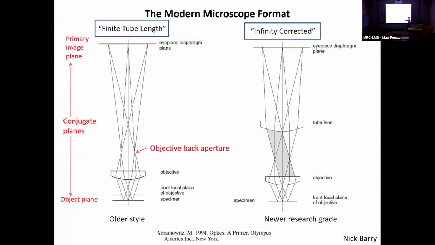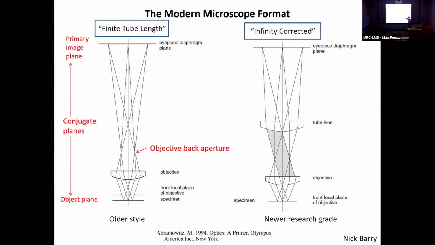Thus far, we've talked about the simple microscope: a single lens and an object, which forms a real image up there. This is convenient because it introduces the concept of conjugate planes. So we have an object plane and an image plane, and these are said to be conjugate to each other.